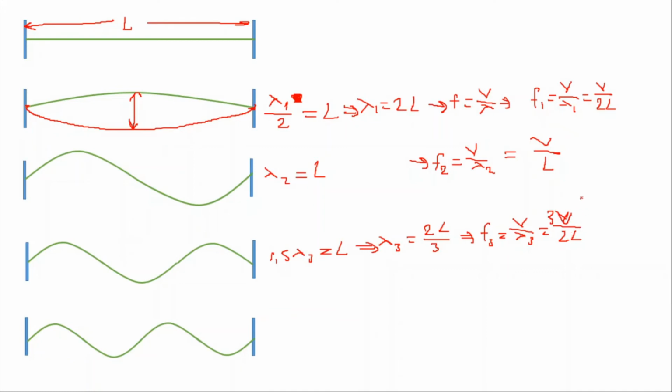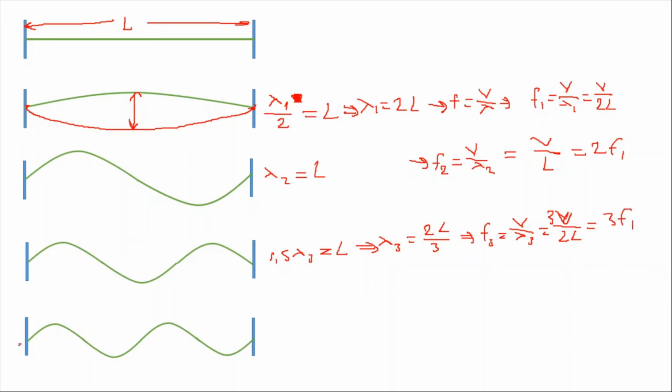Okay, so now let's see, F1 is equal to V over 2L. What if I multiply this one with 2? These 2 and 2 will cancel each other. I will get V over L. It means that F2 is equal to 2F1. Similarly, if I multiply this one with 3, it will be 3V over 2L. I will get this one, and it is F3. So F3 is 3F1. So F4 will be 4F1.